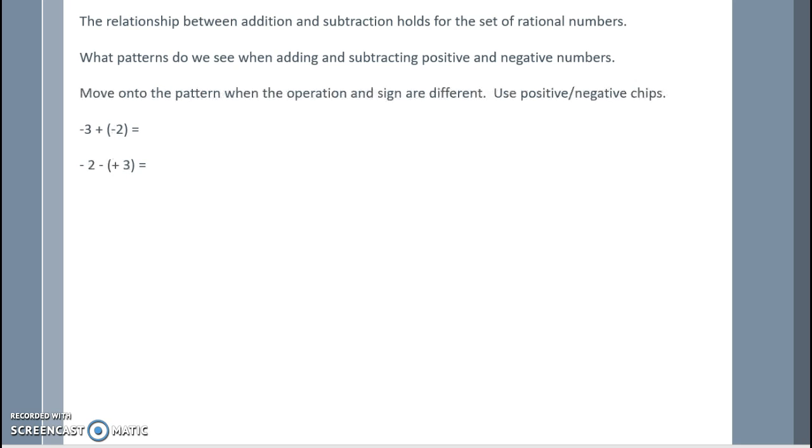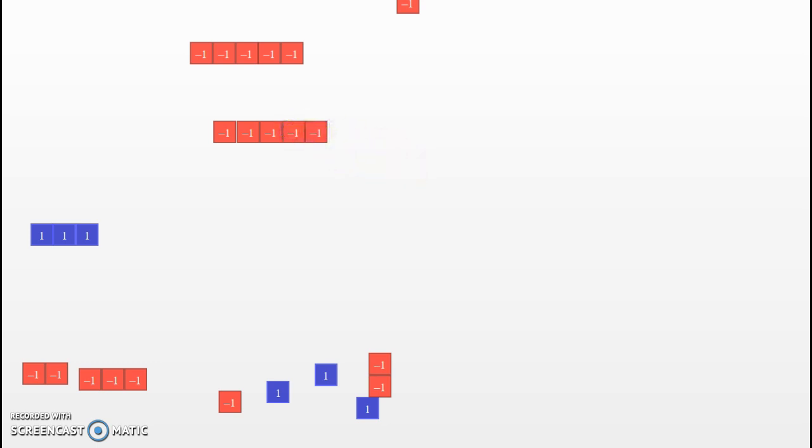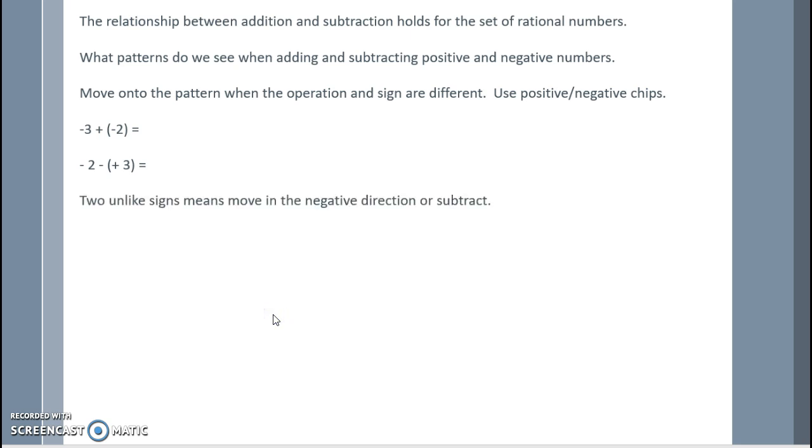Let's move on when the operations and the signs are different. -3 plus -2 and -2 minus a +3. So here I have -3 and I want to add in -2, which gives me -5. So I'm actually subtracting more. And -2 plus a -3 also means that I'm subtracting more. So two unlike signs means move in the negative direction or subtract.